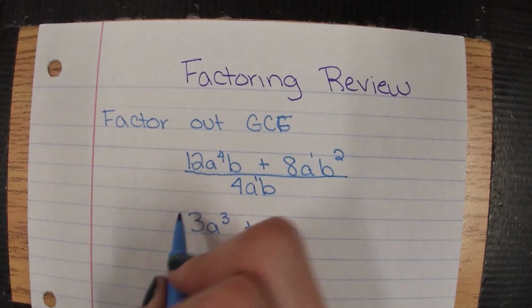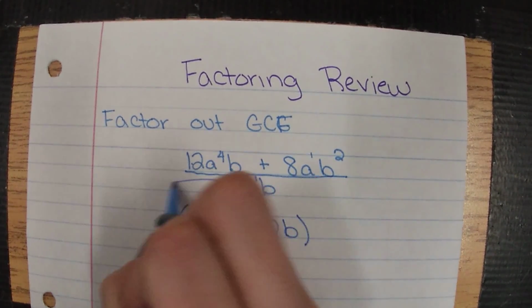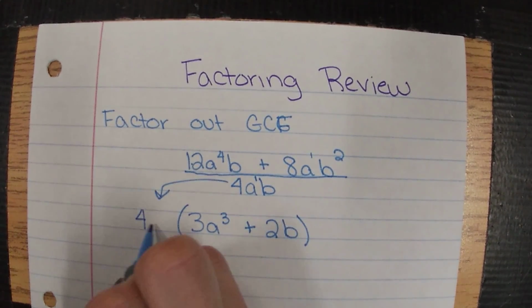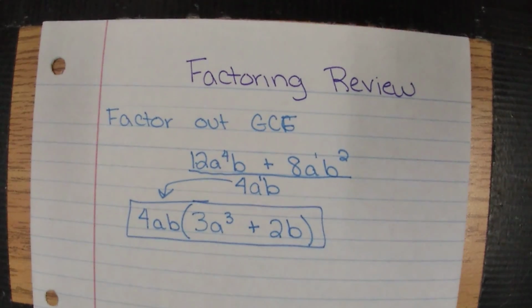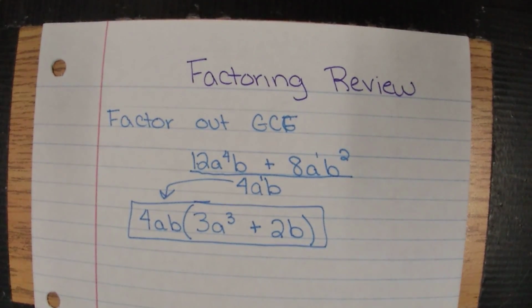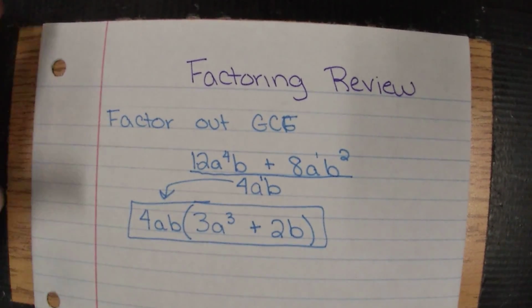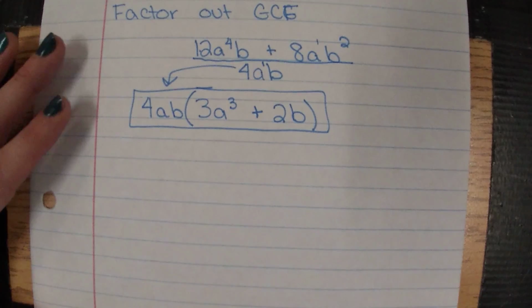We're not quite finished though, right? Remember, we put this in parentheses and we pull this GCF over here in front. And so our final answer is 4ab times 3a to the third plus 2b. Okay, so let's take a look at the next one.